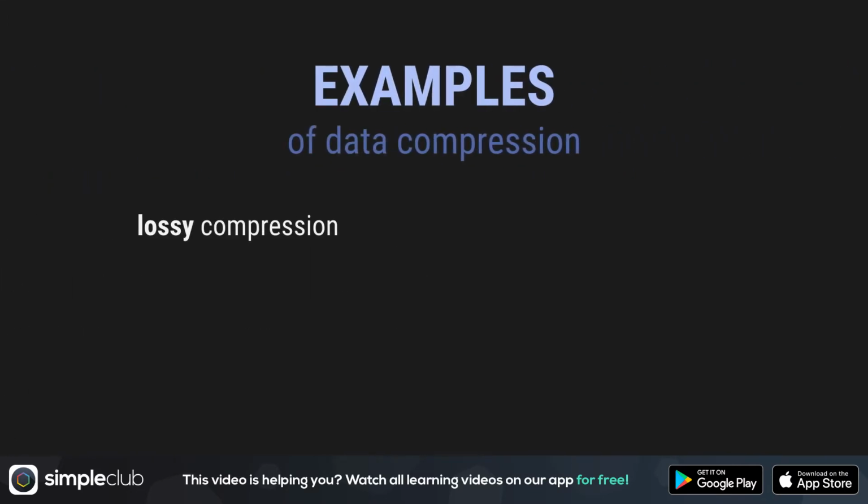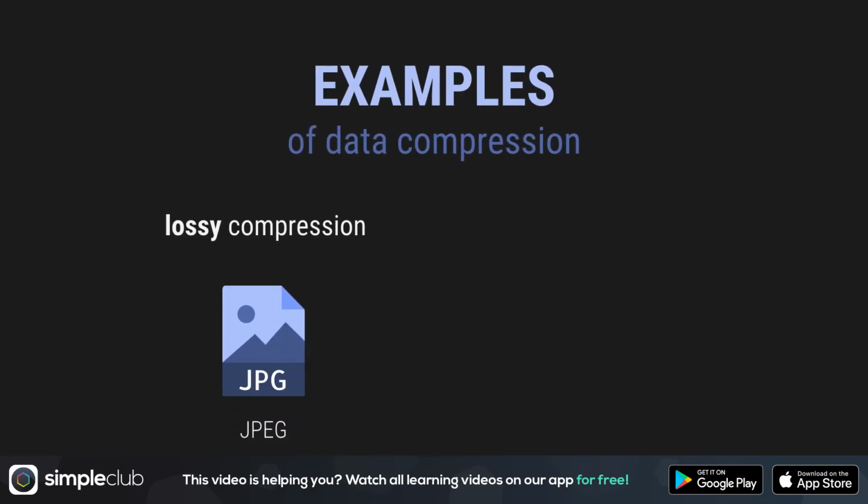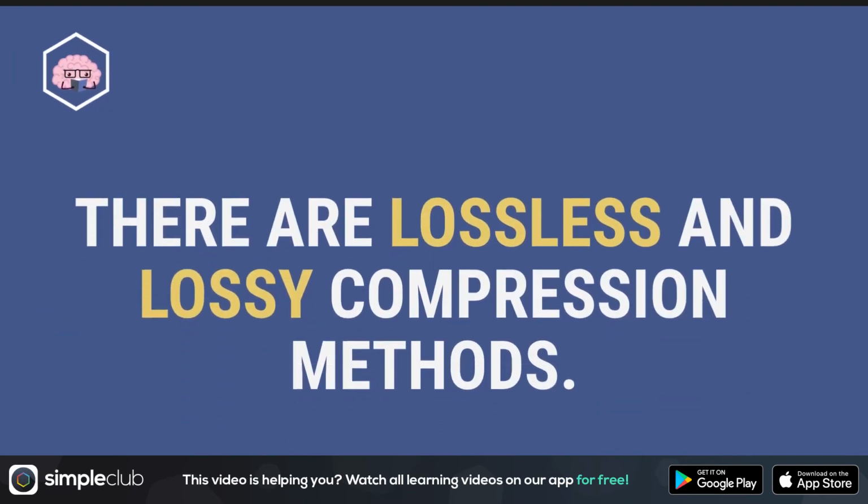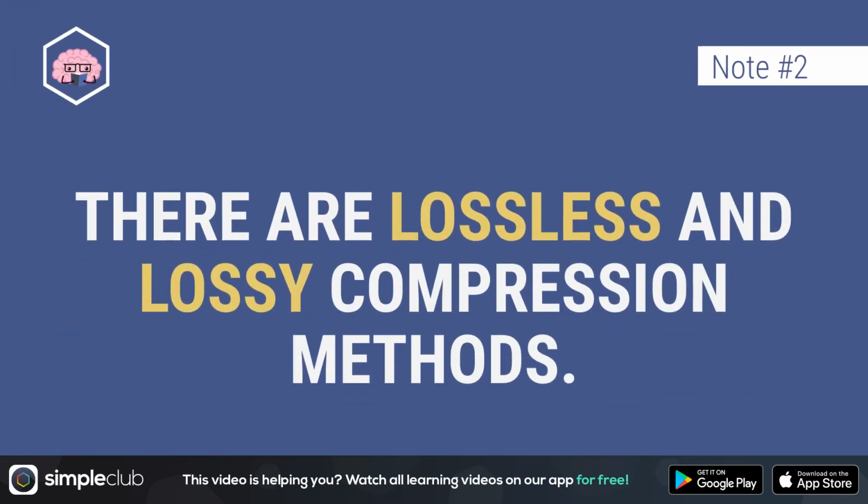Okay, so the image format JPEG is actually a lossy form of compression and uses methods like discrete cosine transform. An example of lossless compression can be found in the image formats PNG and GIF. These include methods like the LZW algorithm and Huffman code. But the main thing you need to remember here is that there are lossless and lossy compression methods.